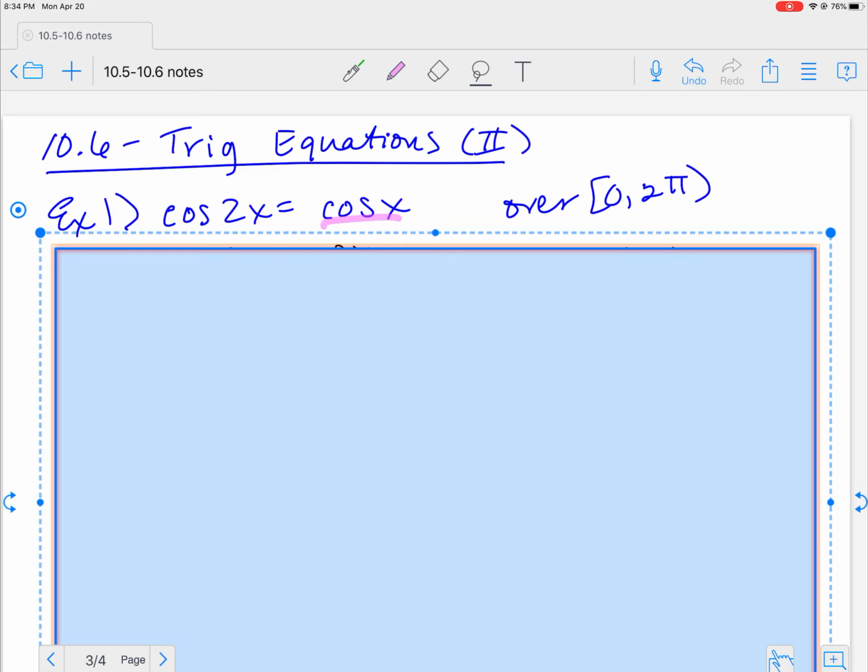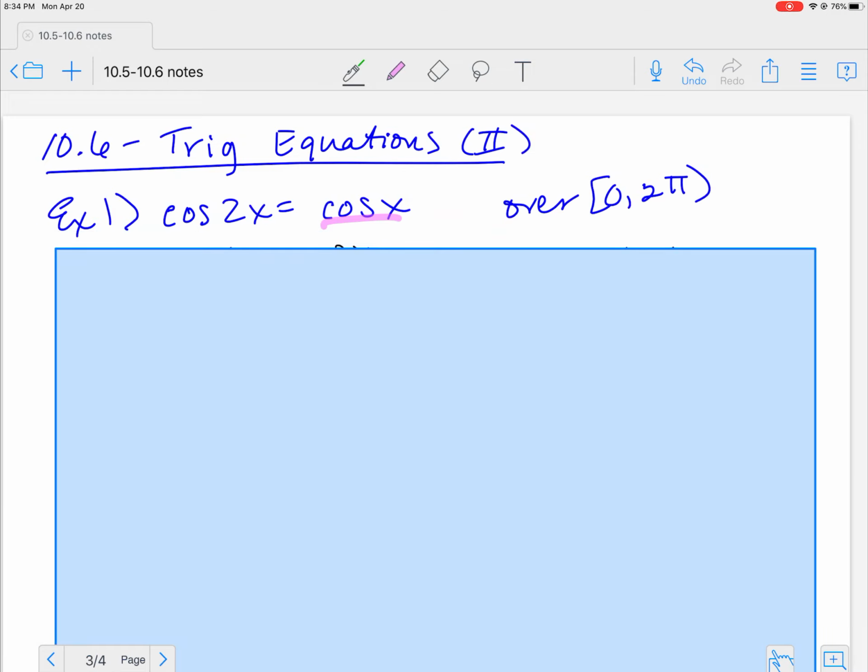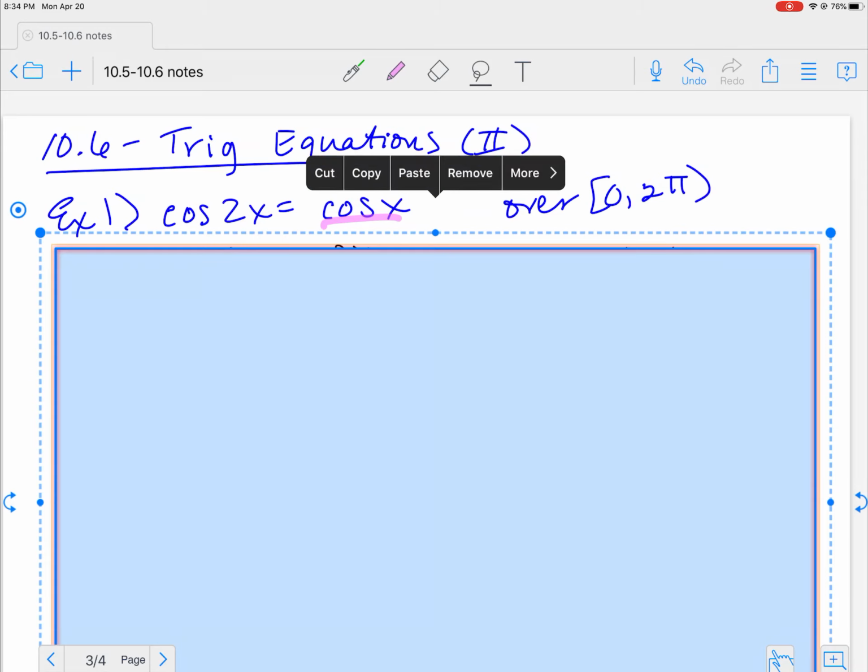Okie doke. Now, that was 10.5. And 10.6, we're looking specifically at double angles. All right, so that's the deal with 10.6. So 10.5, you're just solving what's your angle as you go through. And here, I'm looking specifically at these double angles. That's what makes 10.6 different. All right, so we're going to do a couple examples with that. So here's example 1.